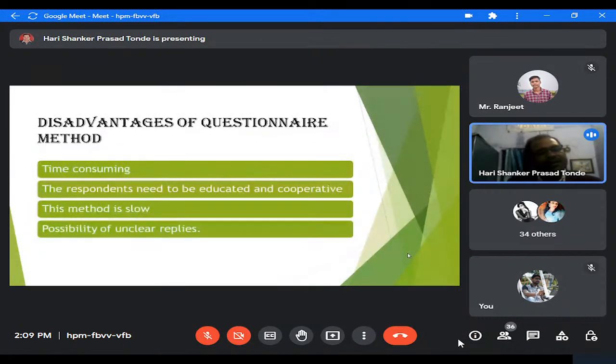Some disadvantages of this questionnaire: it is time consuming, definitely it is time consuming. The respondents need to be educated and cooperative. Definitely it is also a drawback. The respondent must be educated, because only if they are educated are they going to answer your questions. This method is slow, with the possibility of unclear replies. If they are not answering your questions, they are going to submit it blank. This is also a type of problem. So these are some disadvantages of the questionnaire.